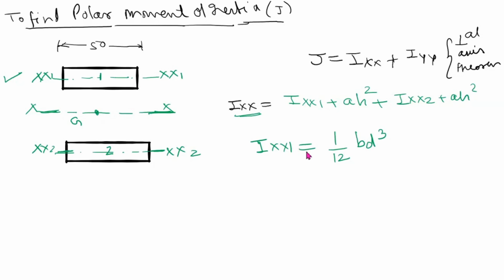तो उसके लिए हम फॉर्मूला क्या यूज करते हैं? 1/12 BD cube. Now if you remember, I told you when I explained the design of quarter joint कि क्यूब किसका रहता है? परपेंडिकुलर डायमेंशन का. अभी परपेंडिकुलर डायमेंशन कौन सा है? ये कितना है? S, that is size of weld. Correct. So this will be equal to 1/12 परपेंडिकुलर मतलब S, और ये दूसरा डायमेंशन कौन सा है? 50 into S cube. This is Ixx1. Okay.